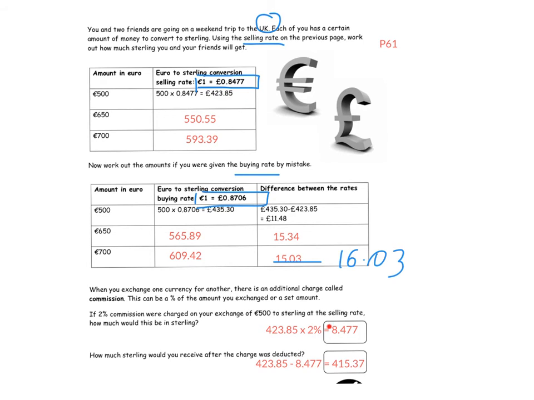And then we need to find 2%. How to find a percentage? We need to multiply this amount of money by the percentage. And then you have 8.477. Then how much sterling would you receive after deduction? So simply take it away from the amount of money and this is the answer. Okay.